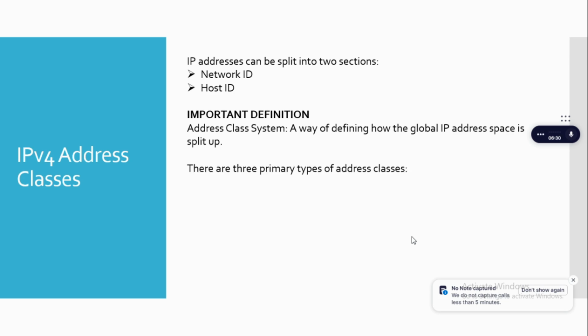There are three primary types of address classes. We have class A address classes, where the first octet is used as the network ID and the remaining three octets as the host ID. Class B address classes, in which the first two octets are used as the network ID and the remaining two as the host ID. Class C address classes, in which the first three octets are used as the network ID and the last octet is used as the host ID.